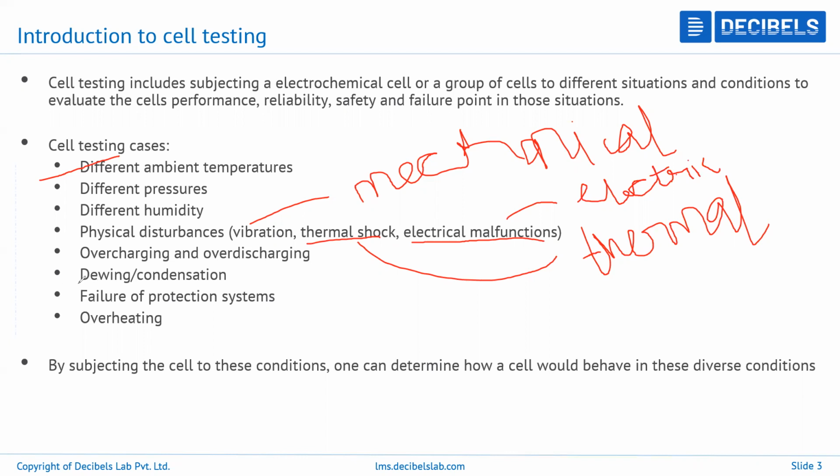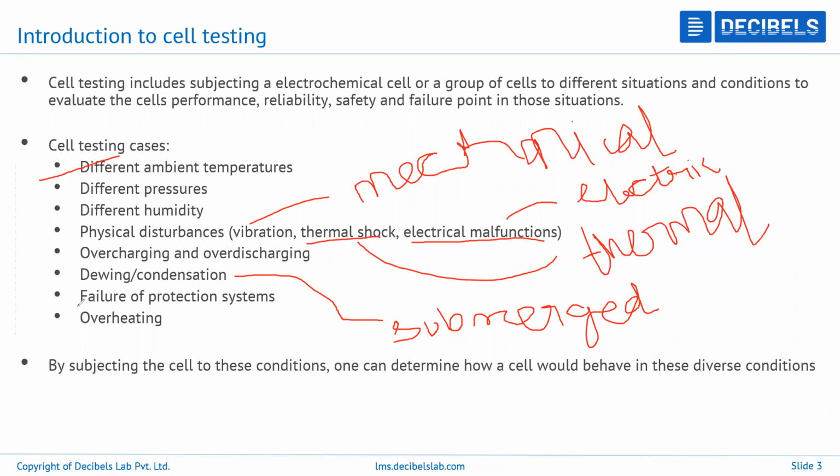Yeah. And also we come to dewing and condensation. So this would be in extremely humid environments. And also there is another classification of this called a submersion test. Okay. So where the battery pack will be submerged under water. Okay. So this is another form of abuse. But this would come purely under abuse due to water or abuse due to high humidity.